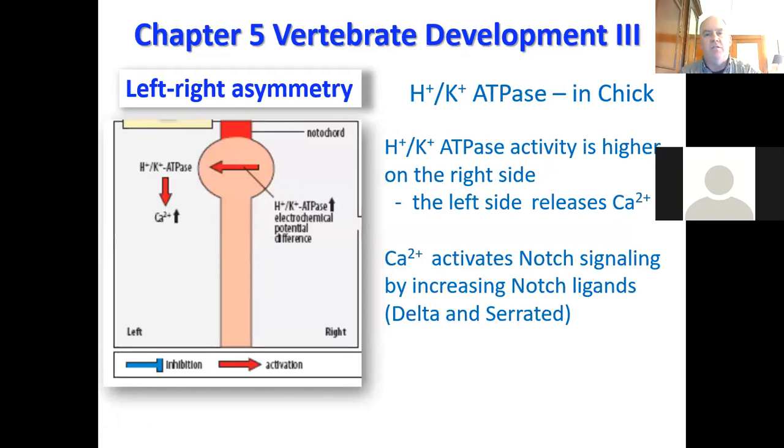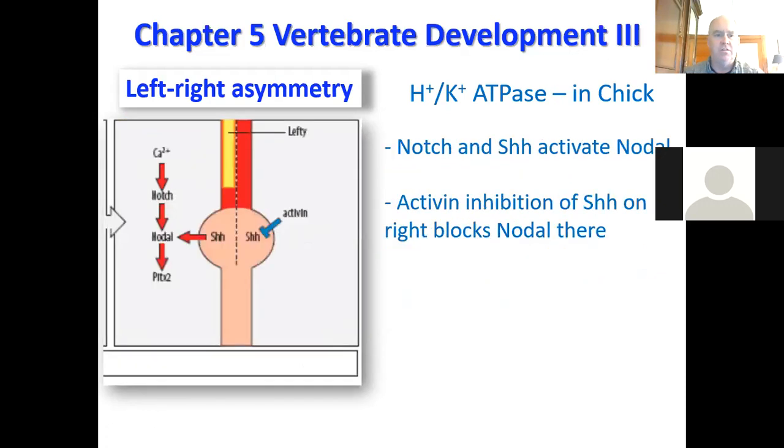And then in chick, it's different. That was mouse and probably human. In chick, it has to do with a gradient of hydrogen potassium ATPase activity. So you've got more HK ATPase activity on this side. As a result, you get calcium release over here, and that causes nodal release over here.